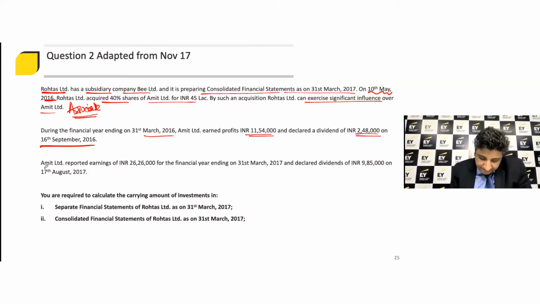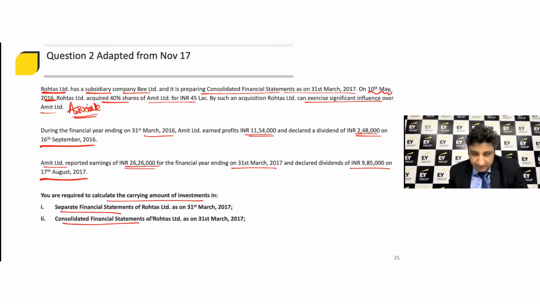And finally, Amit reported earnings of 26,26,000 rupees for the year ended 31st of March 2017, and also declared a dividend of 9,85,000 on 17th of August 2017. The question is, calculate the carrying amount of the investments in the separate and the group financial statements for the year ended 31st of March 2017.